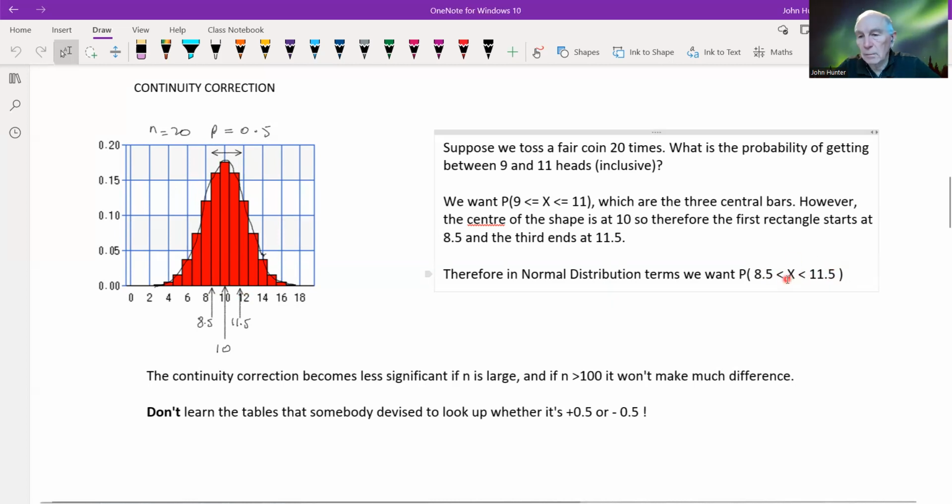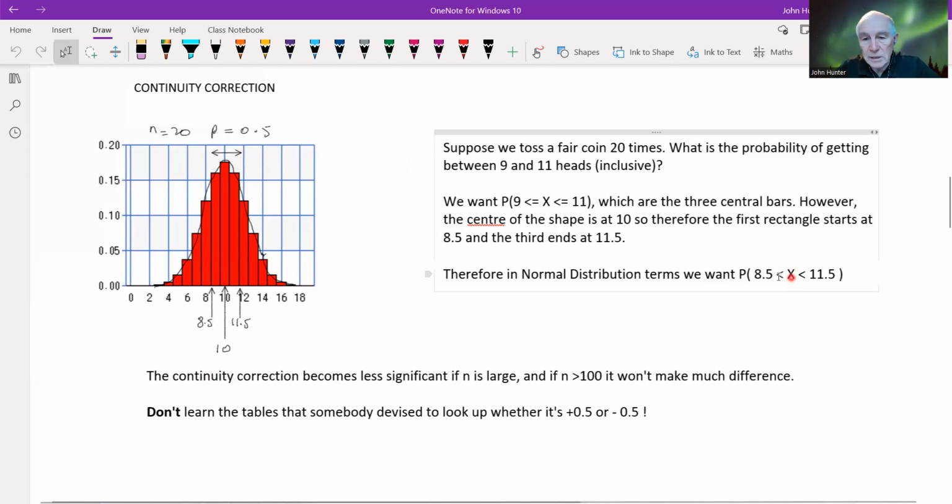Now that doesn't make sense in binomial terms. We're not really particularly interested in this, but when we map it onto the normal distribution, this is what we need to be comparing with, and that's the way of thinking about it. Really, it is just the fact that we want to include all of the bar in our probability, but the bar doesn't start on an integer, because the integer value is represented by the center of the bar. Okay, so if you can get that, that's good.